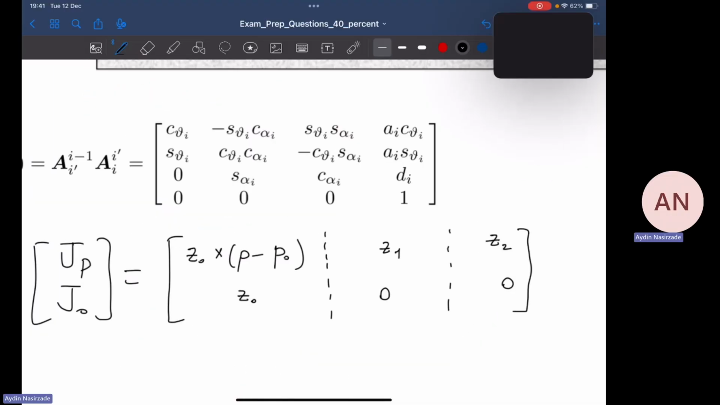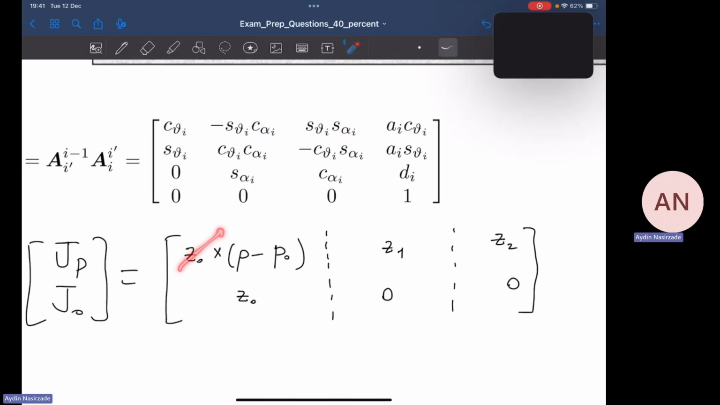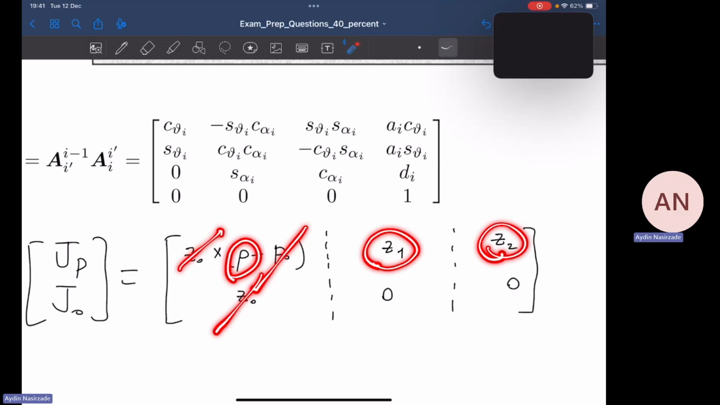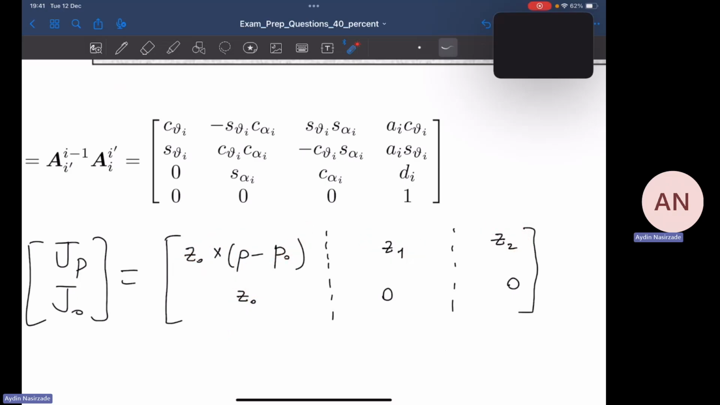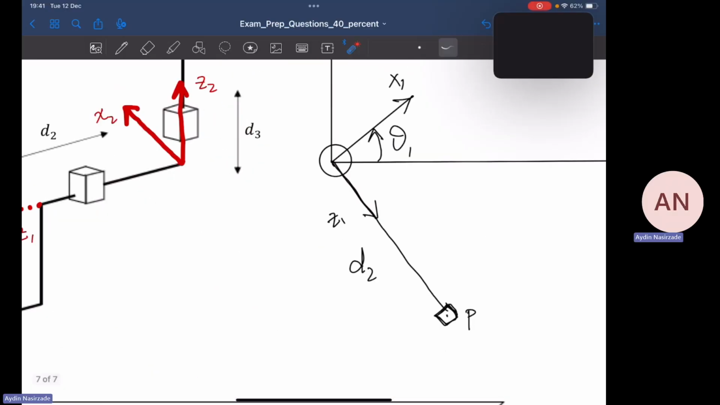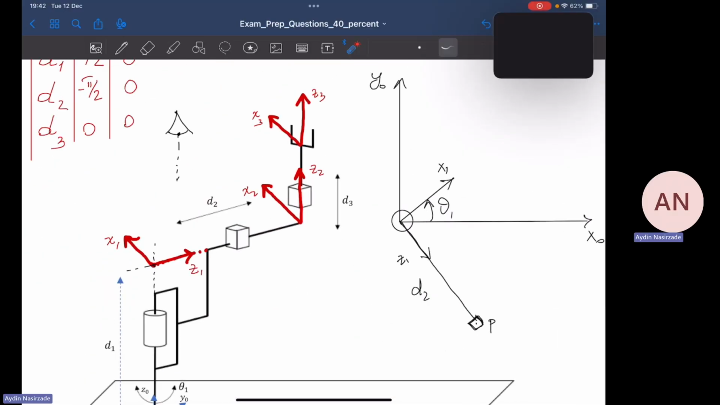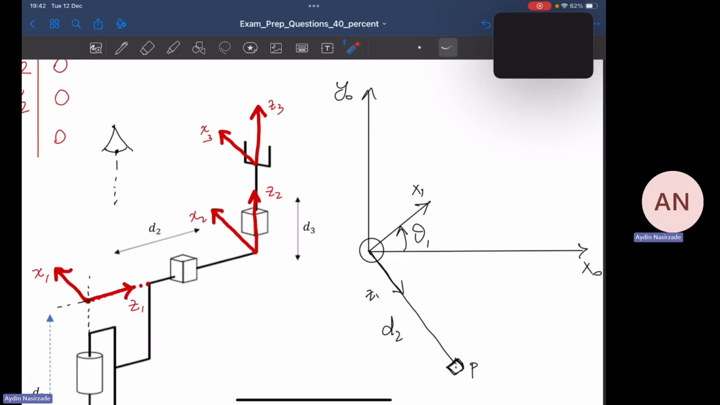Now I know Z0 and I know P0, but I do not have any idea about Z1 and Z2. This is the question, and this is the reason why we have to use geometric inspection here to find P, the vector P. Let's start with P.